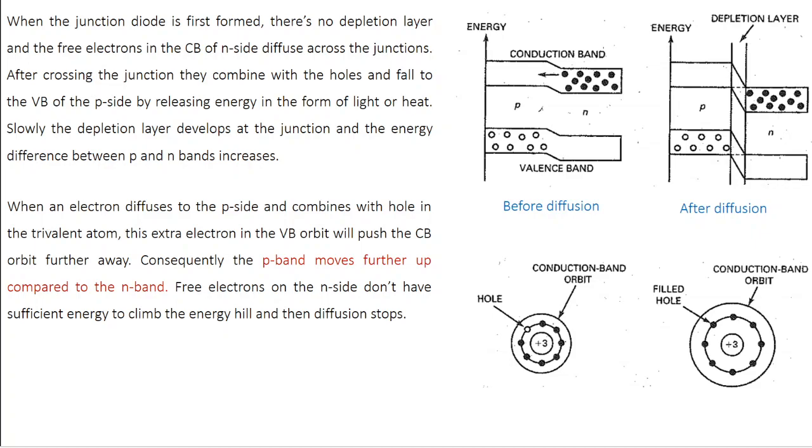Once the energy hill forms, if you want to move an electron across the p-n junction, you need to provide extra energy so that it can cross the energy hill. This process of providing additional energy is known as biasing. So in the next class, we are going to discuss forward and reverse biasing in a p-n junction diode.